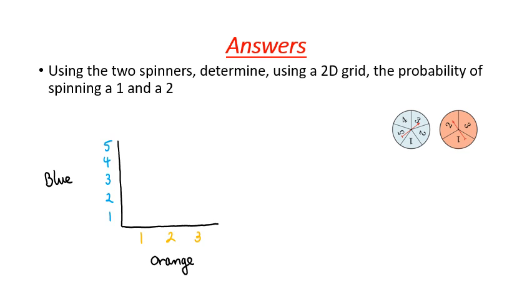Therefore, we're going to have 2, 3, 4, 5, 6, 7, 8, 9, 10, 11, 12, 13, 14, 15. 15 total outcomes for this particular event. And it says the probability of spinning a 1 and a 2. Okay. Now, if we're going to spin a 1 and a 2, it doesn't say which spinner has to be a 1 or has to be a 2. This dot here will give us a 1 and a 2. And this dot here will give us a 1 and a 2. So therefore, the probability is going to be 2 out of a total of 15.